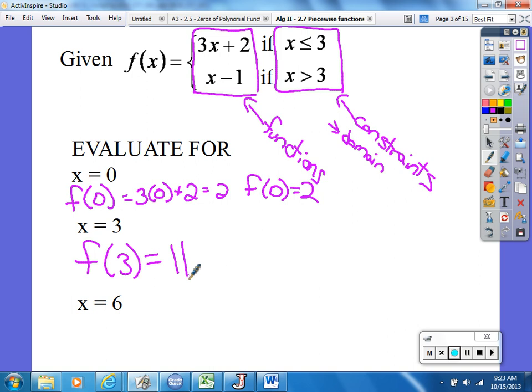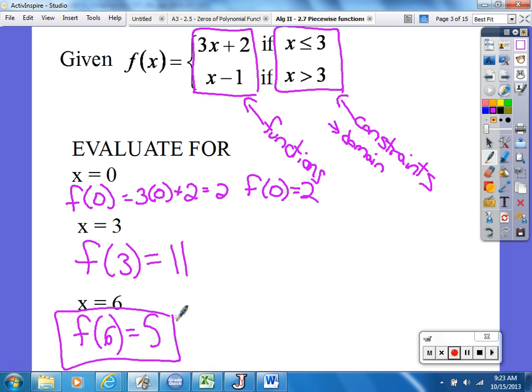Does that make sense? Okay, evaluate the last one, f of 6. Or x equals 6. F of 6. Timekeepers, I want you to tell the answer to everybody. Everybody good? Timekeeper? 5 is right. F of 6 equals 5.